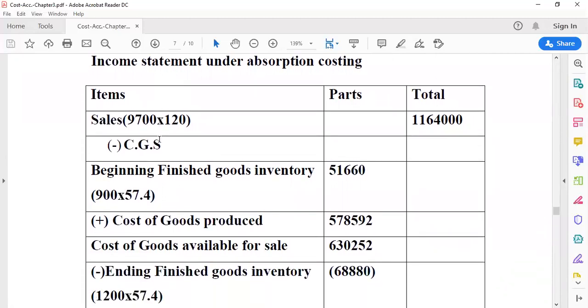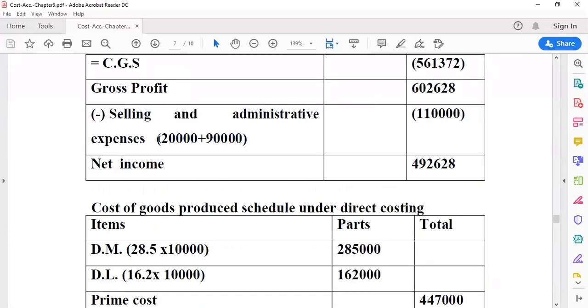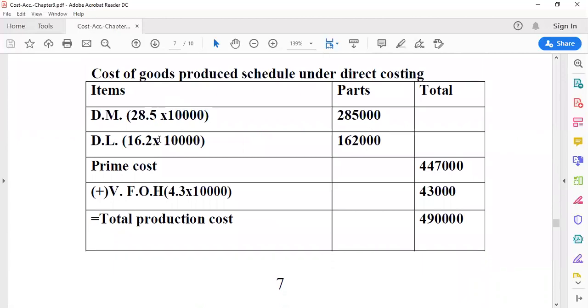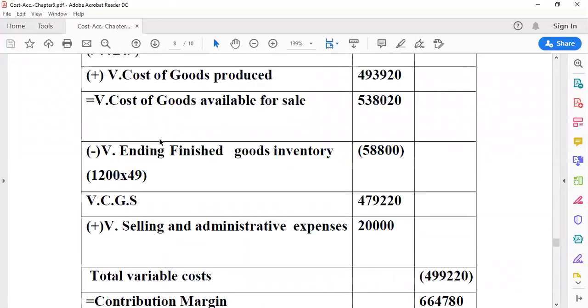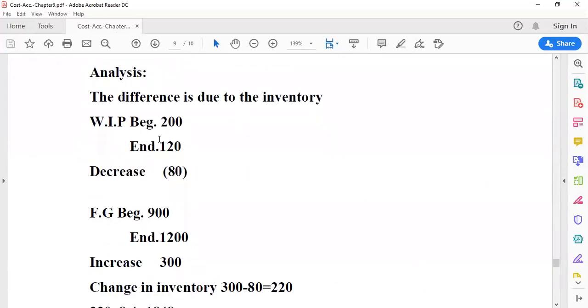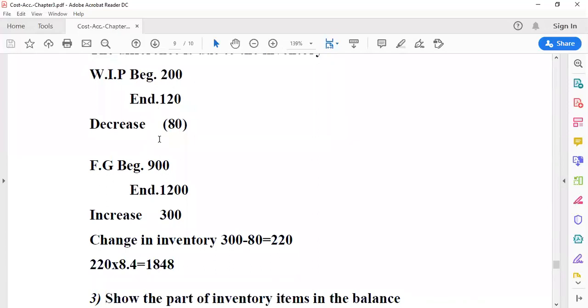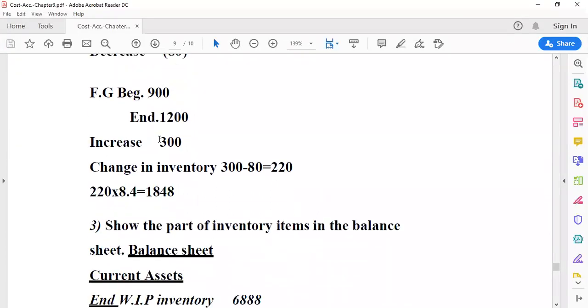What item will be changed in the income statement? Actually, it will be the assets. Why it will be the assets? Because inventory is considered as our assets. And any difference happened in the inventory or the ending inventory should be shown in our balance sheet.